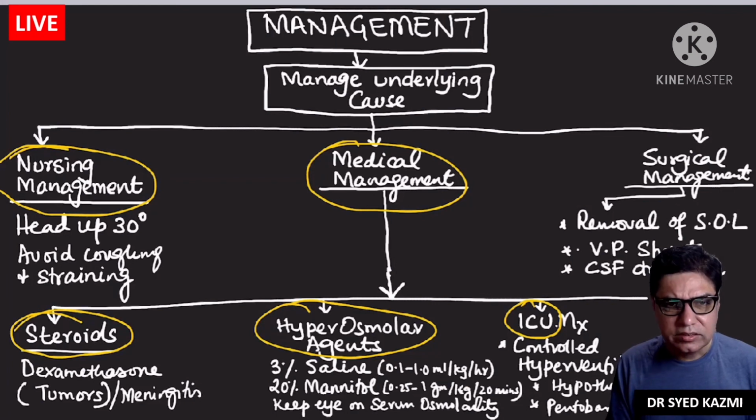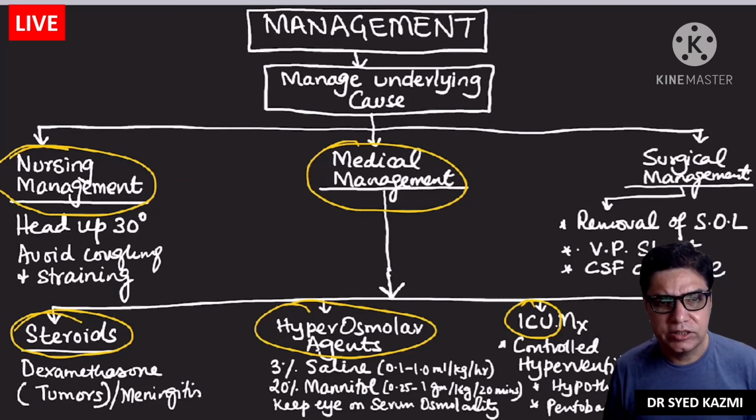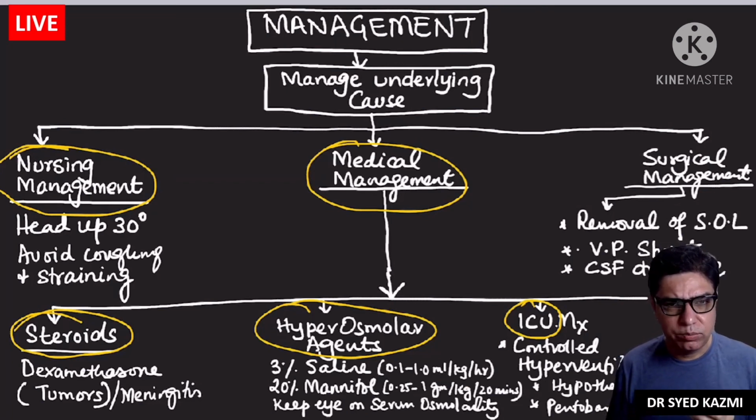So this is the management of cerebral edema, and it is divided into nursing management, medical management, and surgical management. Remember, in medical management, the cornerstone, especially in vasogenic edema caused by tumors, is dexamethasone. And for other reasons like infarction, stroke, and cerebral edema due to diabetic ketoacidosis, we use hyperosmolar agents like 3% saline or 20% mannitol.